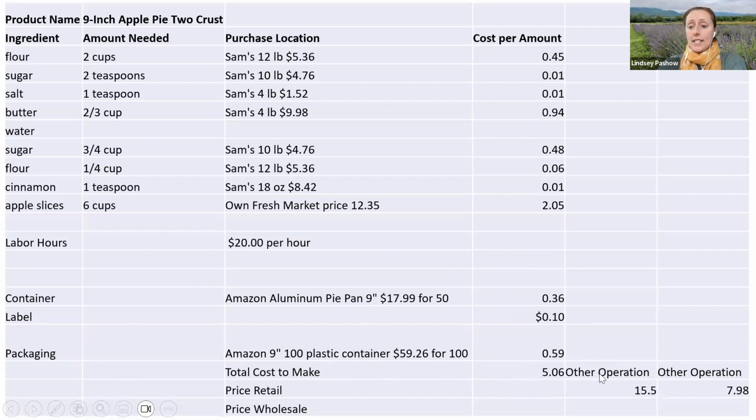And then what I did was a comparison between other operations. The $15.50 was like a local farm stand, and the other operation was like a grocery store at $7.98. And then I have a line there to figure out what I'm willing to charge for retail or for wholesale.